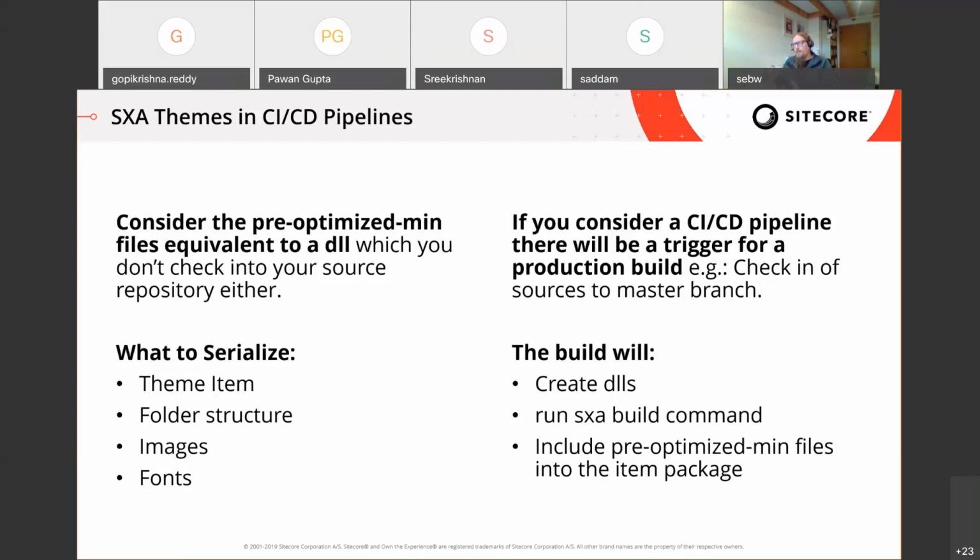But with the CI/CD pipeline within the build process, so whenever a build is triggered, for example, when you check in your sources to master branch or something like that, then of course this build will create the DLLs, but there needs to be one step more that will run the SXA build command in order to build the pre-optimized min files and then upload it into your item package. So yeah, and then this package can go on the journey to production over your testing environments that you have on the way. So that's roughly what we foresee as a solution for CI/CD pipelines.